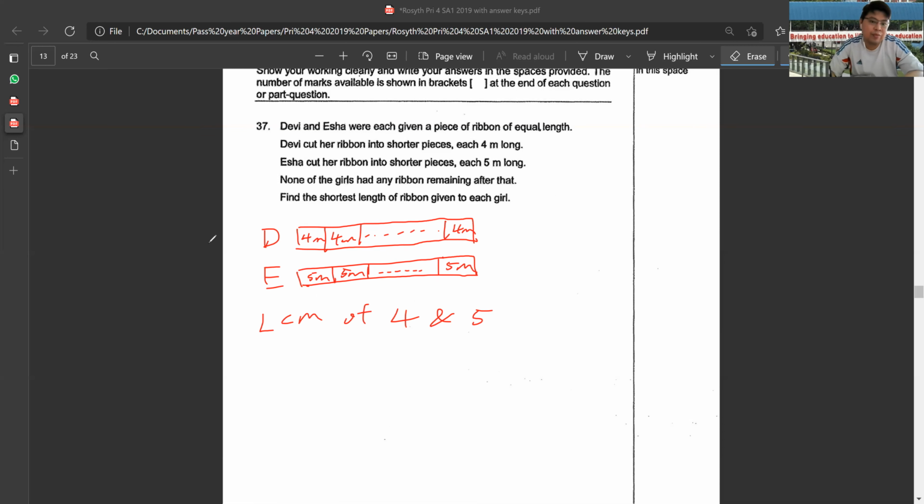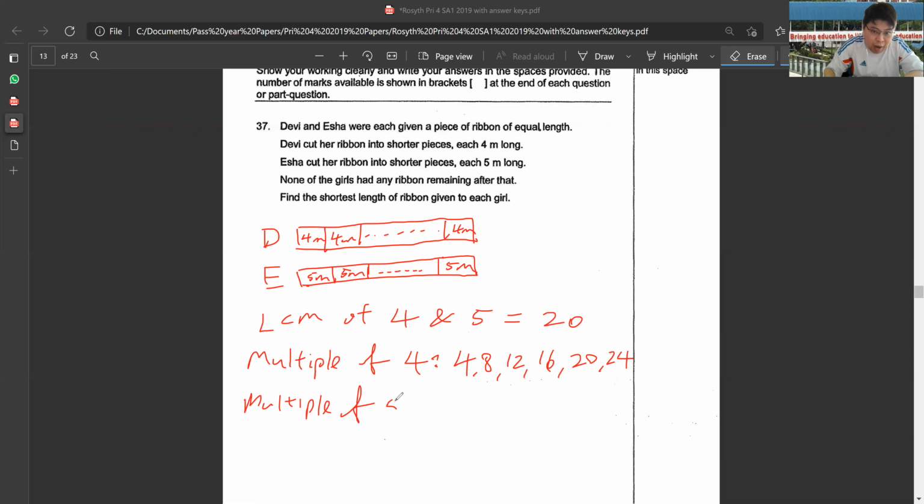You understand? The lowest common multiple is equal to 20, not 9. It's not just 4 times 5, because we need a common multiple. Can you tell me the multiples of 4? The multiples of 4 are 4, 8, 12, 16, 20, 24. Okay, 20.